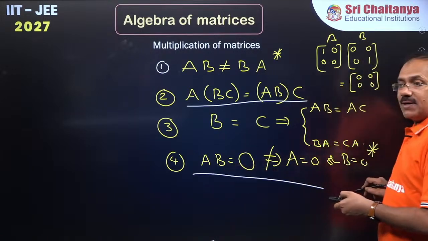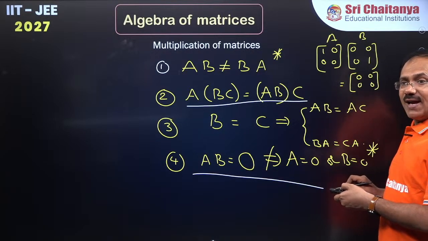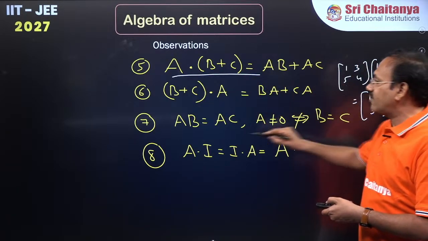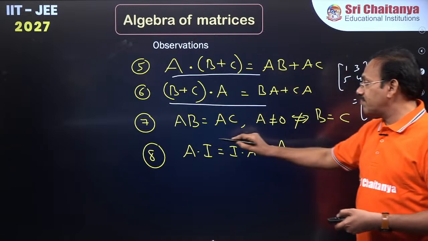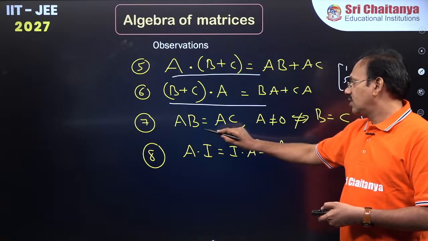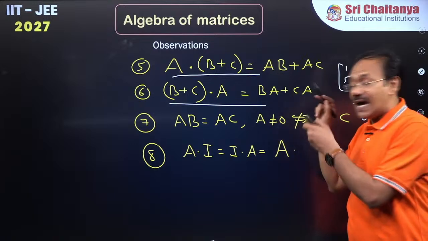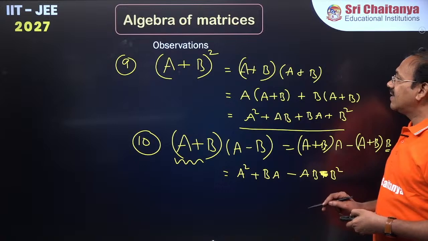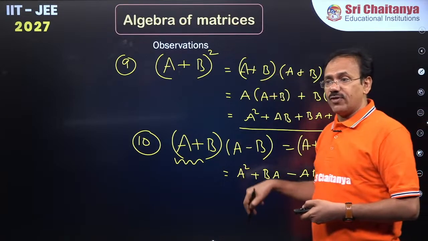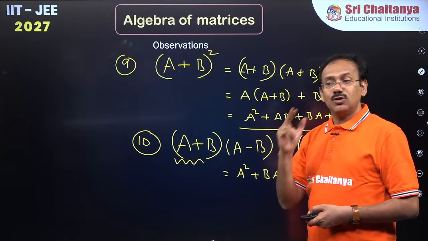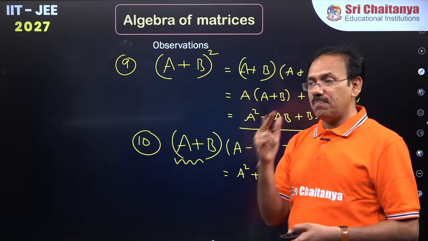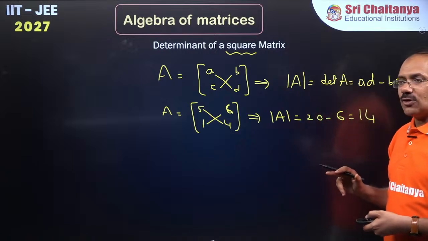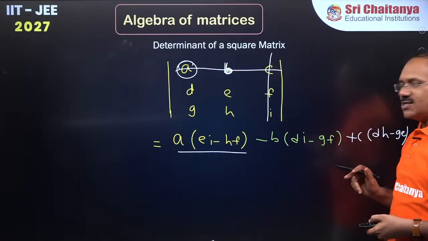No zero divisors property: AB equal to 0 doesn't imply either A is 0 or B is 0. Distributive property: this is left distributive, right distributive. Most important, cancellation laws are not allowed: AB equal to AC, A not equal to 0, doesn't imply B is equal to C. A commutes with I. Then A plus B whole square, in such algebraic simplification, mind the important point that AB is not equal to BA. You can't go directly. And the determinant of a 2 by 2 matrix is very funny, 3 by 3 is very easy.